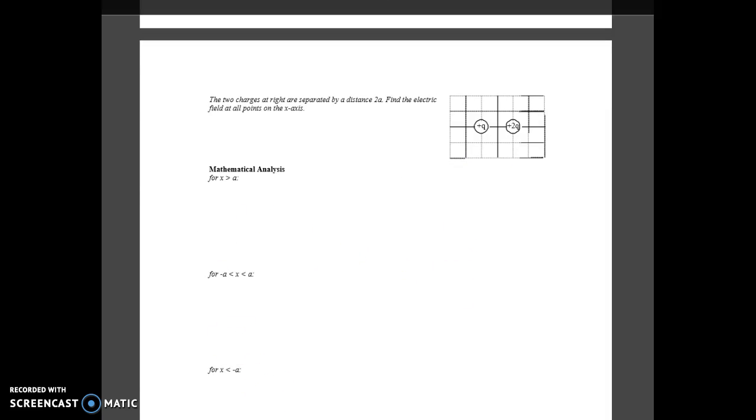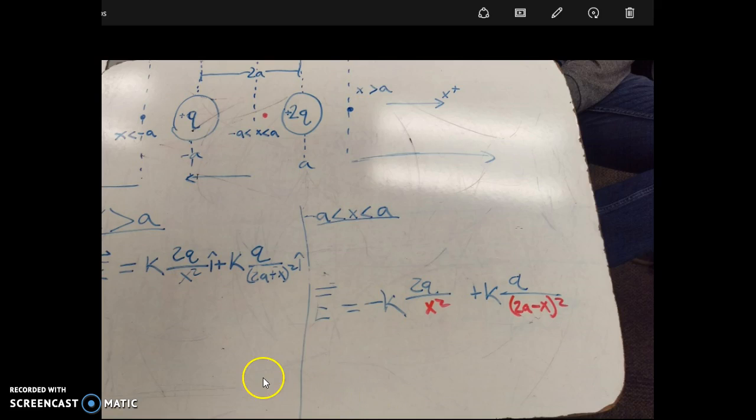So what we found on the boards, let me bring that up, was that when X was on the left side of A, or less than negative A, then it would be the addition, I'm sorry, so the two charges would be the same. So the addition of the two forces from each atom acting on it, since they are both positive.